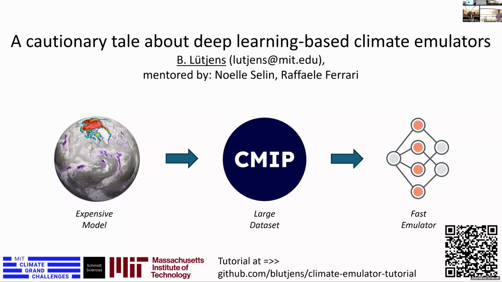Today I'll be sharing with you a cautionary tale about deep learning-based climate emulators. When I say climate emulators, I mean broadly that we have a very computationally expensive climate model that has already been used to generate a large data set, which is called CMIP. And then we want to find fast approximations to this data set to fluently interpolate in between the parameter sets that we didn't get to explore. And while I'm not in astrophysics, maybe that broad setup will help us find some similarities between our research.